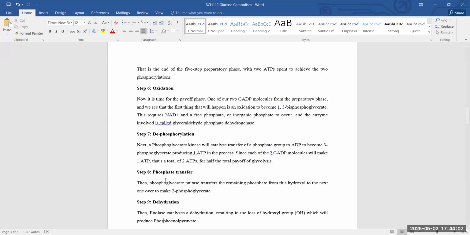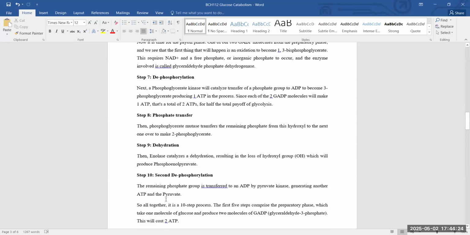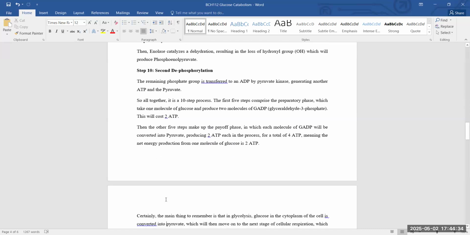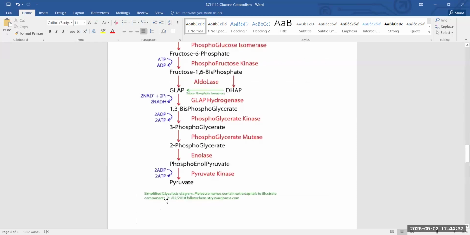Reaction number 8 is phosphate transfer in the same 3 carbon compound from position 3 to position 2, as you can see here. Then reaction number 9 is dehydration, removal of a water molecule, while the last reaction is the second dephosphorylation. That is the formation of ATP by utilizing the phosphate group attached to the 3 carbon compound. That is the end of the glycolytic pathway. And you can see the cycle here.